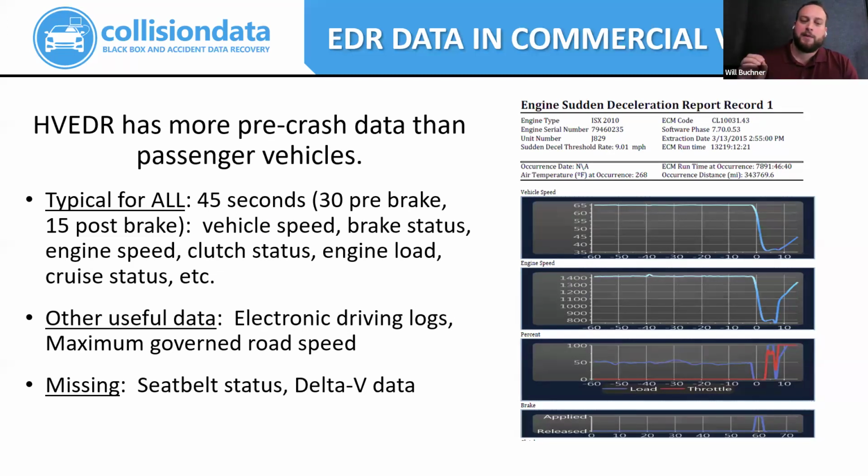But these trucks don't tend to record your seatbelt status or your impact delta V the same way a passenger vehicle does, because a 50,000-pound truck hitting a Camry is not going to feel the same impact. And so delta V data just wouldn't be as useful because it'd be very difficult to tell exactly what was going on based on the weight of the vehicle.